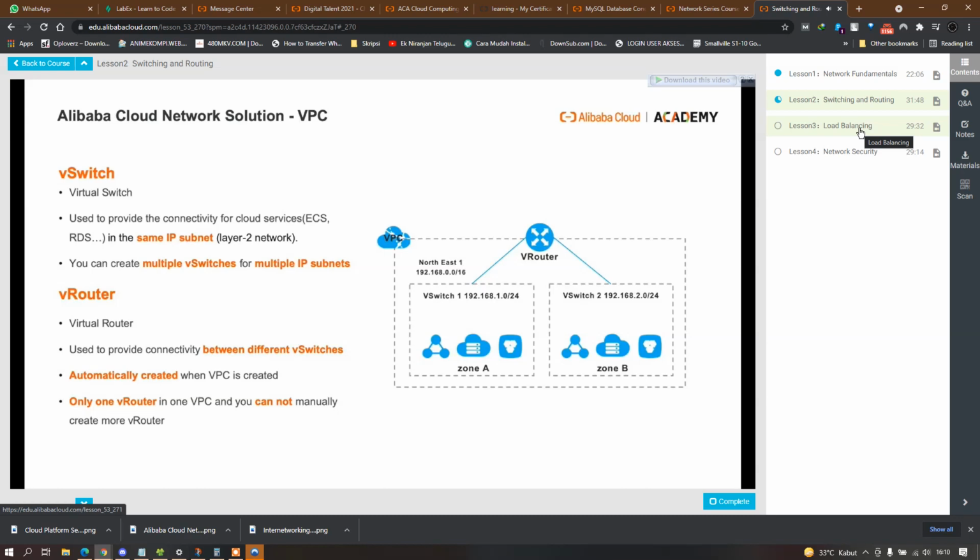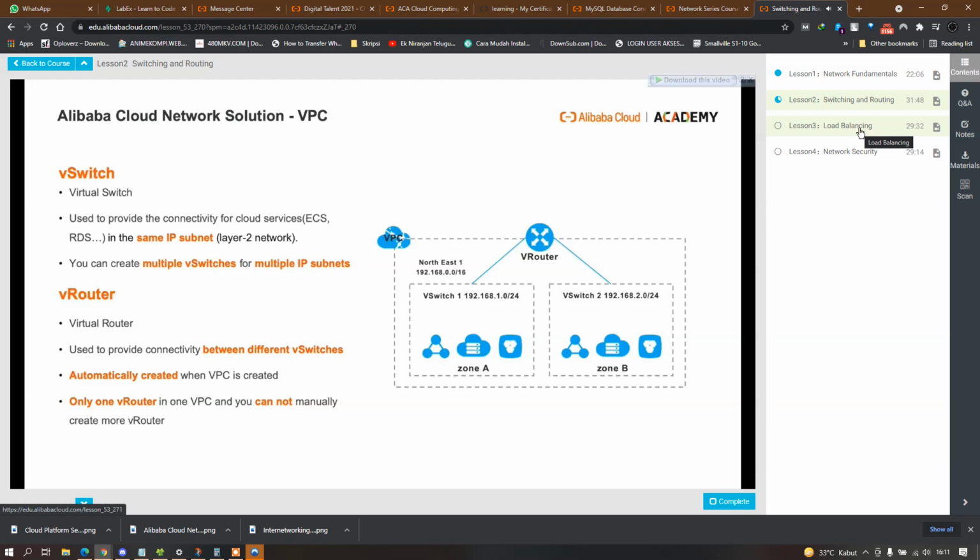And the next one is the vRouter. Actually, this vRouter also acts the same as the traditional router. It is used to provide connectivity between different vSwitches, which means that, for example, you have created several vSwitches, and all of the vSwitches should be connected to the vRouter, and then all the hosts, all the ECS instances within these vSwitches can communicate with each other through the vRouter.